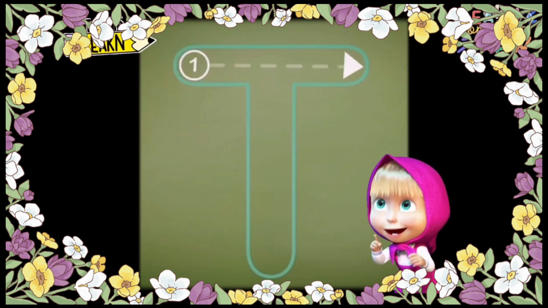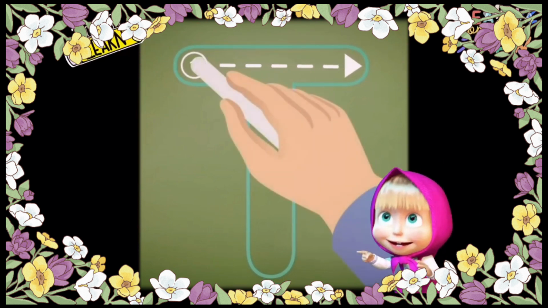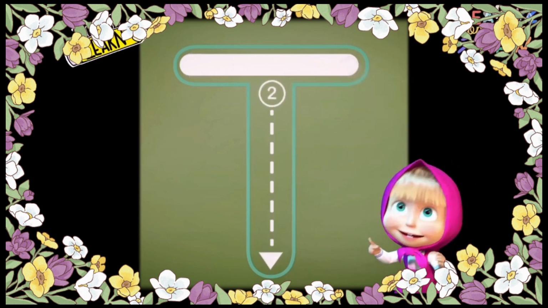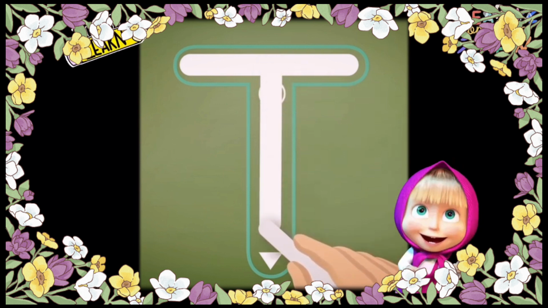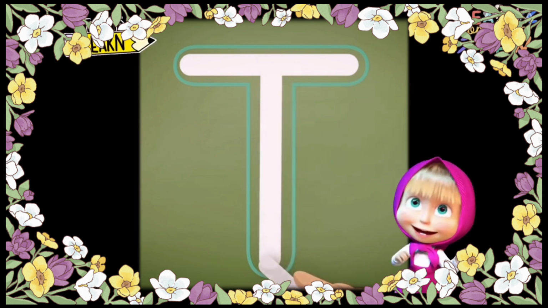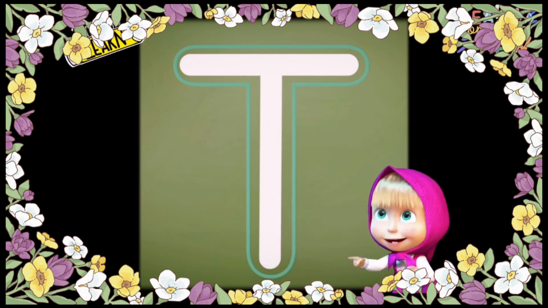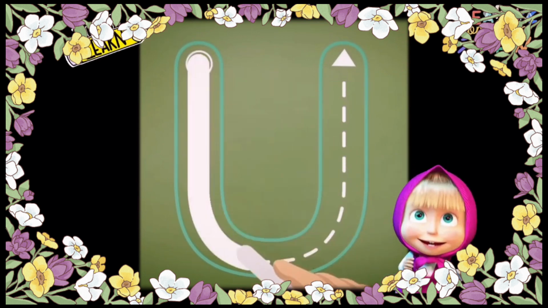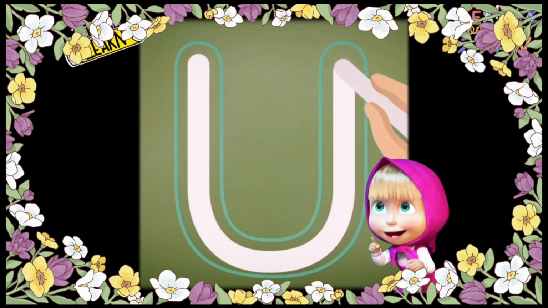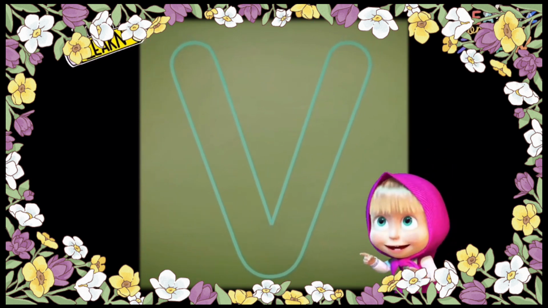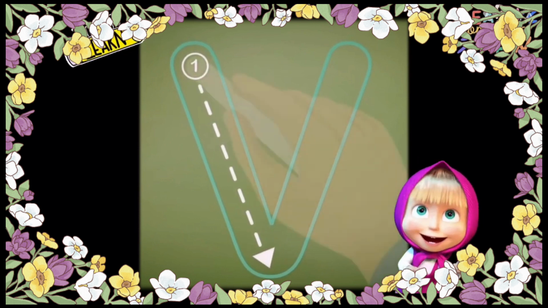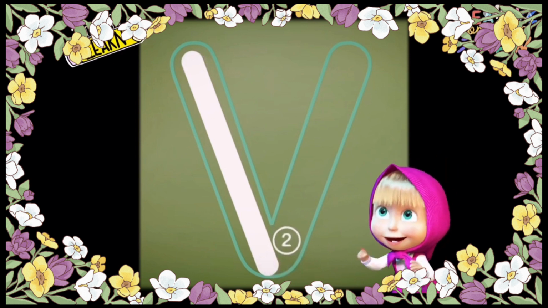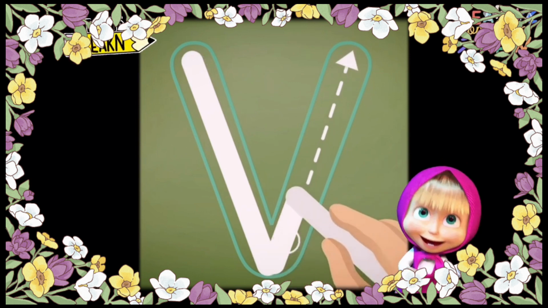T. Across on the top. Pull down. T. The letter U. Pull down, around, and up. The letter V. Slant down. Slant up.